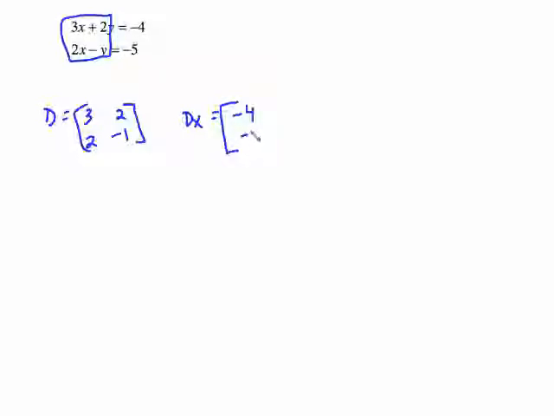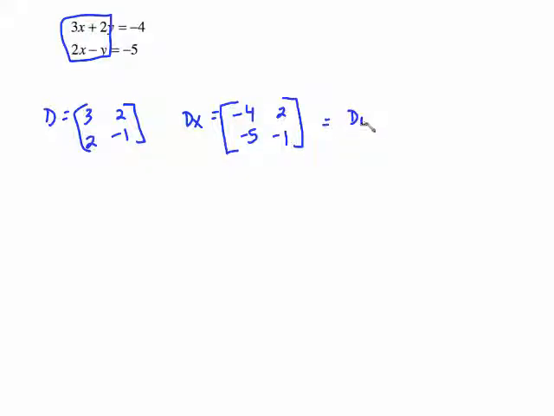So let's look at another one. First thing, get your D matrix from these coefficients. So D is 3, 2, 2, negative 1. dx is where we put the constant column in place of the original x column. So it's negative 4, negative 5. But then we put the original y values in their position.